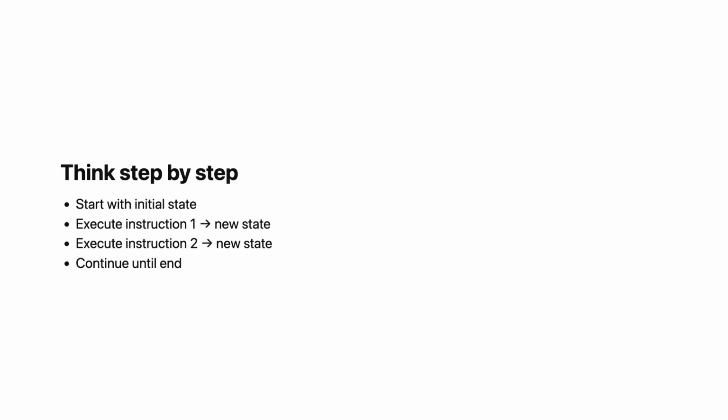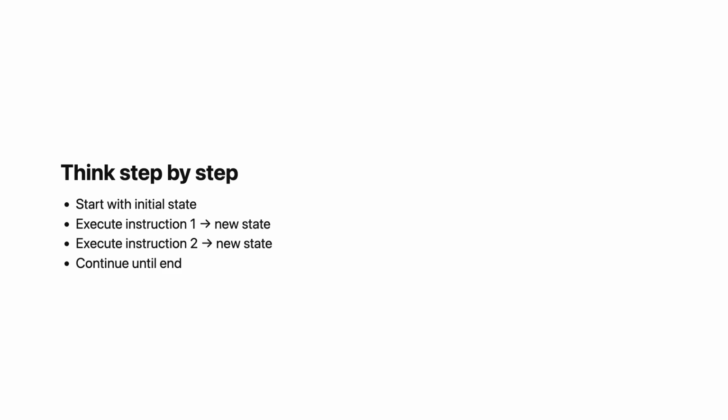To understand the program, you must think sequentially. Start at the beginning. What is the initial state? Execute the first instruction in your mind. What is the state now? Execute the second instruction. What is the state now? Continue step by step until the end. This is sequential reasoning. It is how you understand what a program does.